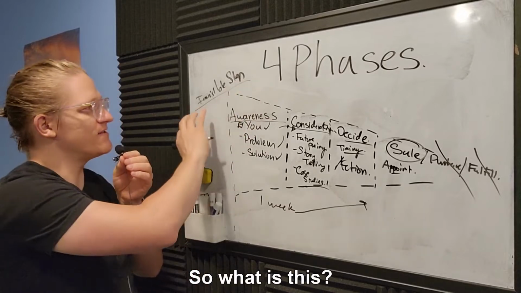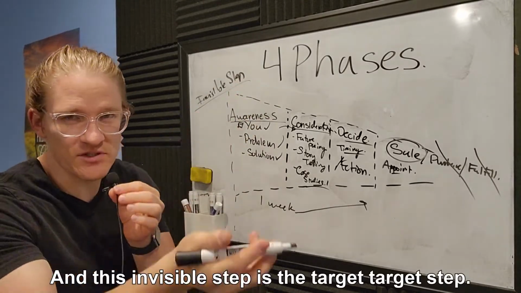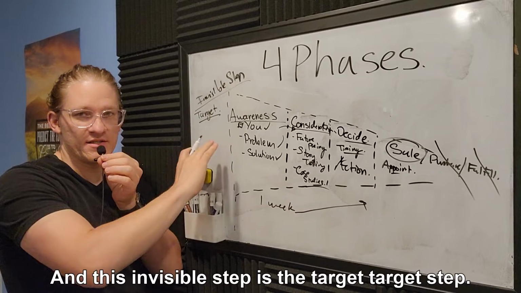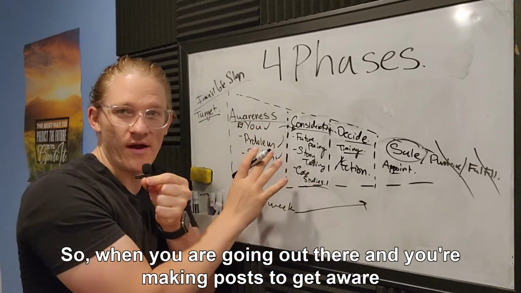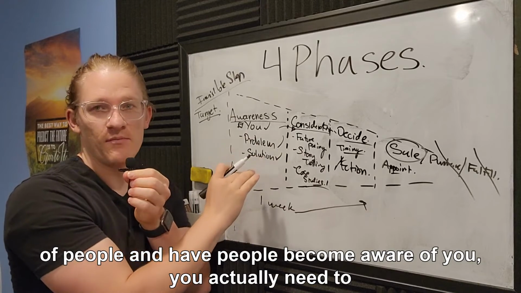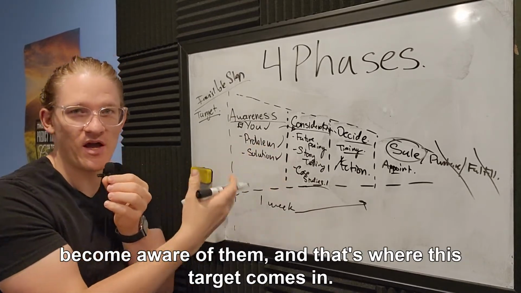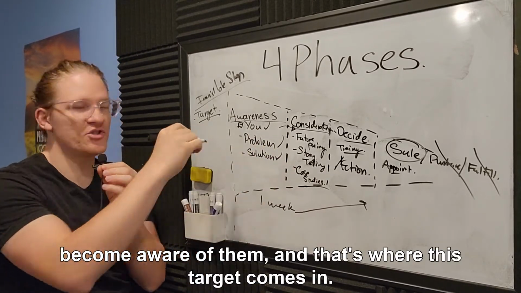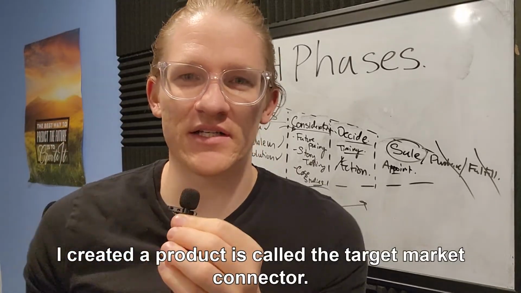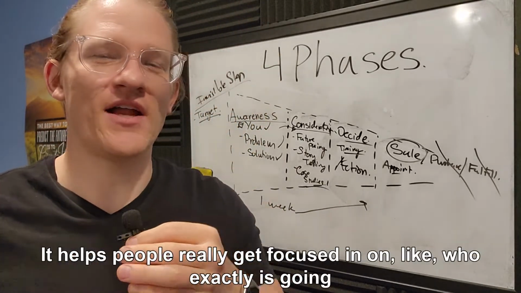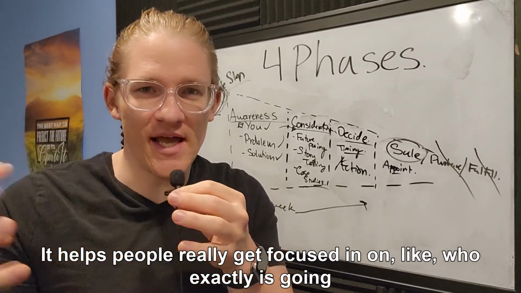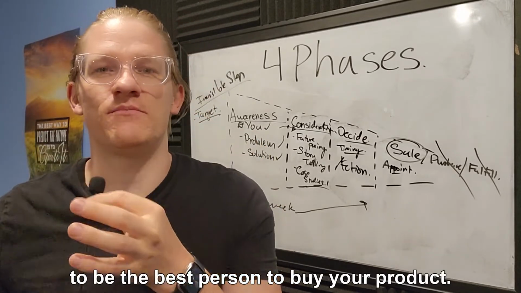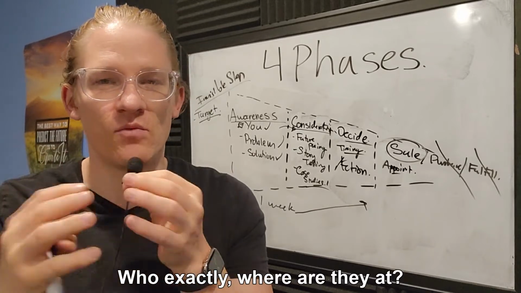So what is this invisible step here? This invisible step is the target step. When you are going out there and making posts to have people become aware of you, you actually need to become aware of them. And that's where this target comes in. I created a product called the Target Market Connector. It helps people really get focused on who exactly is going to be the best person to buy your product. Who exactly, where are they at?